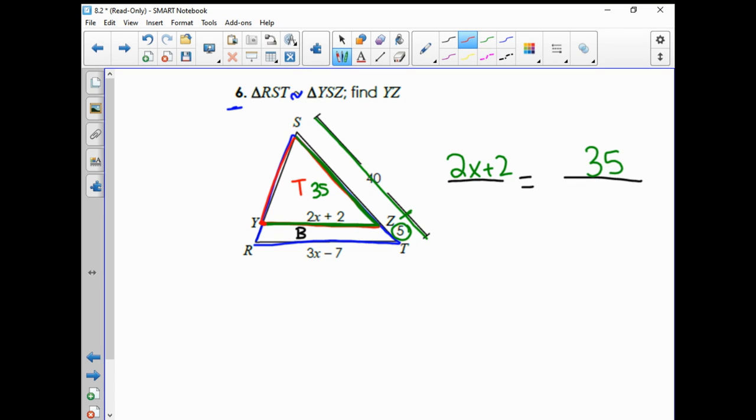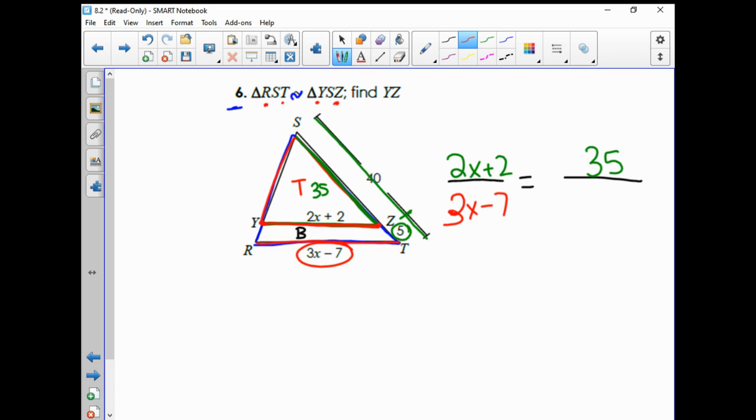Now, we've got to figure out what they're proportionate to. So notice this YZ, here's Y and here's Z. They're the first and the last letters of one of my triangles. So look at the other triangle. First and last are R to T. So they're going to be proportionate to this 3x minus 7. That's a fun 3x minus 7 right there.